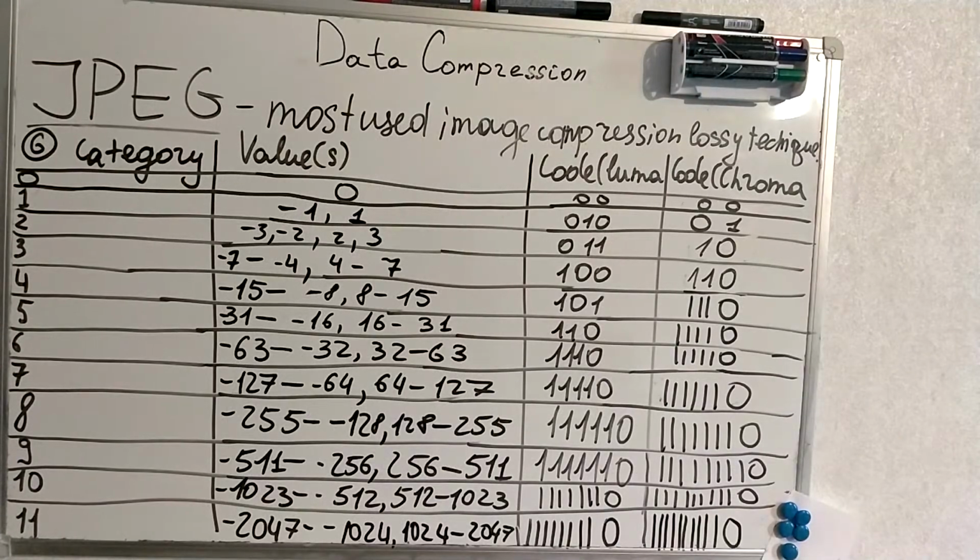Okay, this is a big table of categories and their codes and values. If you don't understand why we use it, I will give an example later, and it will become very easy.